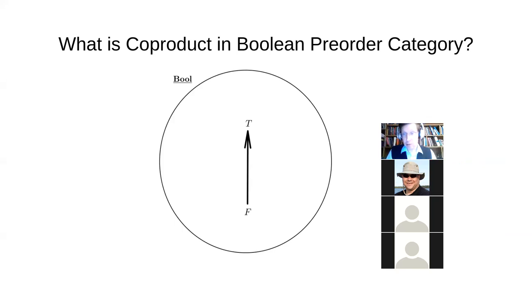So for a Boolean preorder, for any two objects, the coproduct is the Boolean or of them. What would product be? Here, product is the closest upstream object. Informally speaking, the product is really the whole pattern. What would the closest upstream object for false and false be? What's the closest upstream object from them?